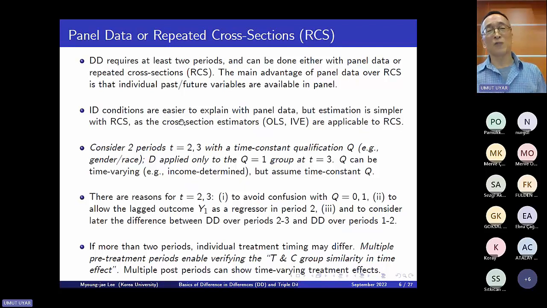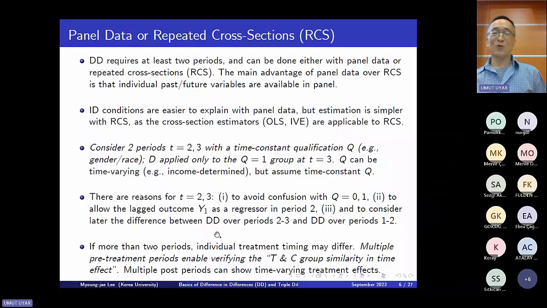DD identification conditions are easier to explain with panel data. But when it comes to estimation, RCS is simpler because you just apply OLS or IV to RCS. Whereas in panel data, you have to know how to handle panel data sets.